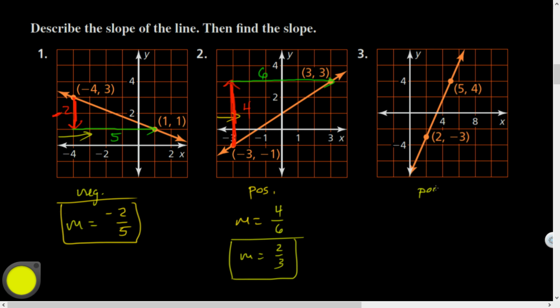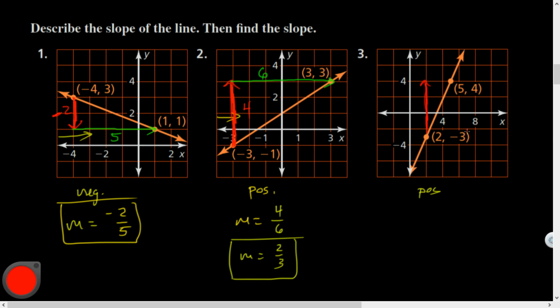This is a positive slope because Mario runs uphill as he's going to the right. And let's see, the rise, the change in y, is up. Oh, let's see, wait a minute. Oh, wow. Guys, they almost tricked me. Look, they changed the scale. These squares are counting by 2.